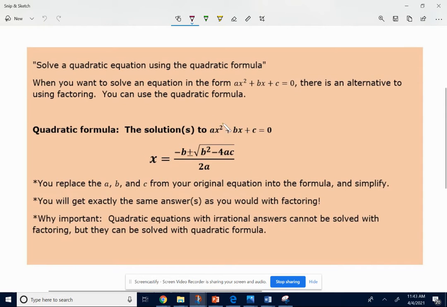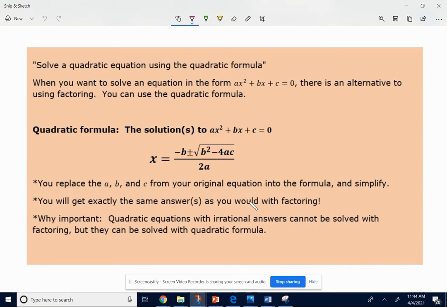And what you do, here it is, here in the middle of the page. You just take the a and the b and the c. The a is in front of x squared. The b is the number in front of x, and the c is your number with no x. You just take those three numbers, whatever they are, and you put them into this formula, and you just simplify it. It's kind of tricky at first, but it gets better. You will get exactly the same answers for that particular problem as you would if you factored it.